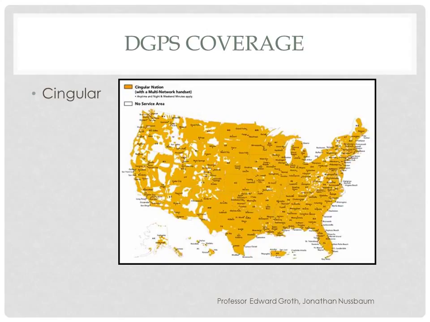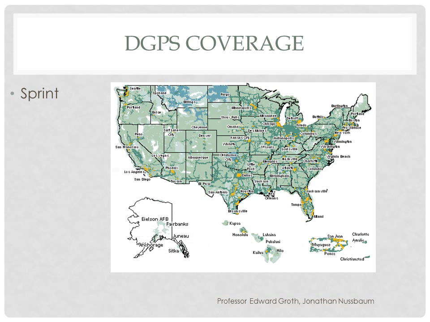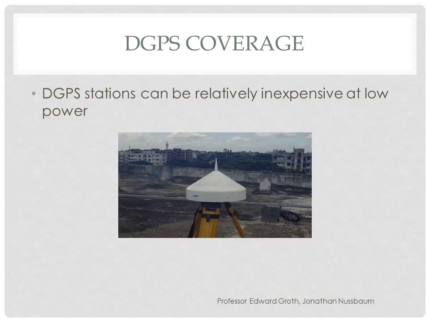This shows several of the major cell phone coverage maps and the availability of differential GPS as of a couple of years ago. Differential GPS stations can be relatively inexpensive at low power and can be used to boost signal strength and availability of differential GPS in areas where otherwise it might not be an option.